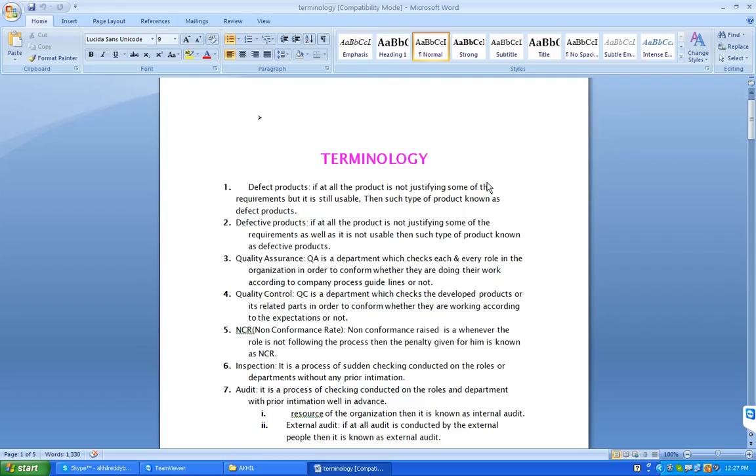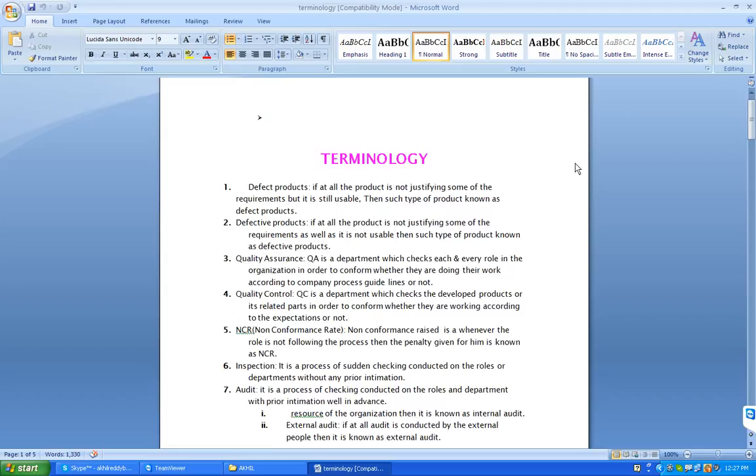That is called inspection. Next, audit. Audit means they will give prior intimation well in advance. They will come and they will do checking. That is called audit. So there are two types of audits: one is internal audit, the second one is external audit. If the internal people are doing the checking, that is internal audit. If people from the other side are checking, that is called external audit.